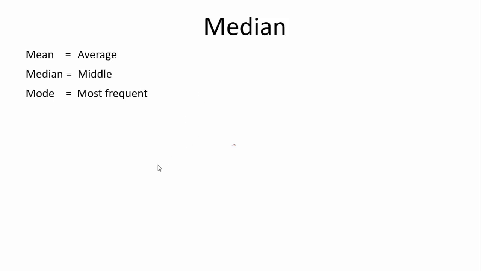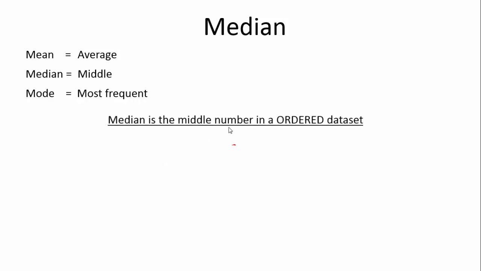Now I want to reiterate, the mean is the average, the median is the middle, the mode is the most frequent. So we're going to keep going through that throughout this video series. The median is the middle number, so it is the middle number in an ordered data set. This is the most important thing you need to worry about when it comes to median.